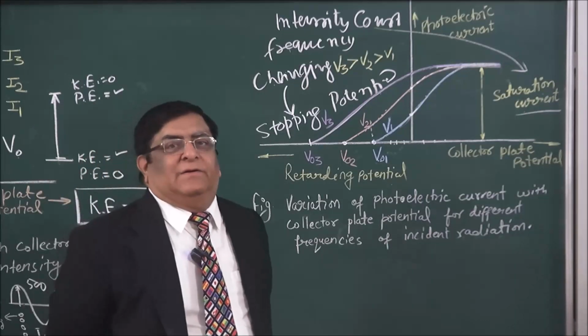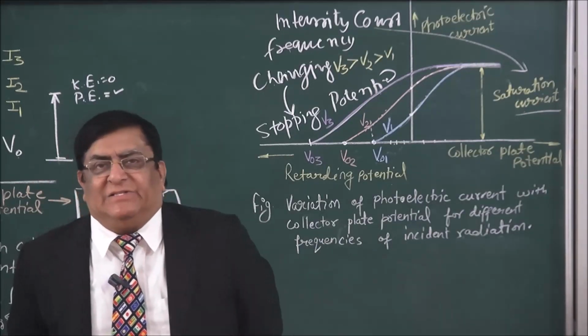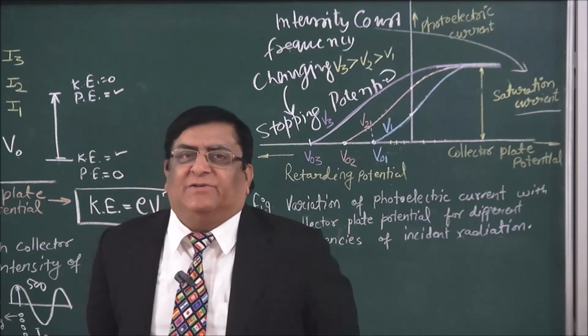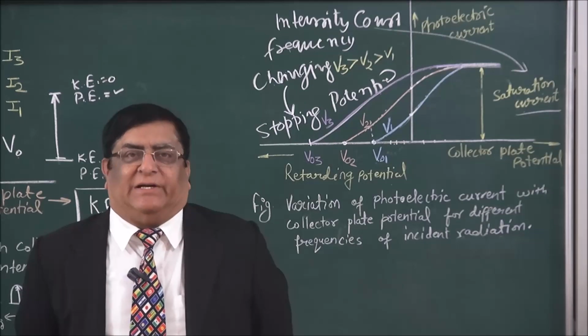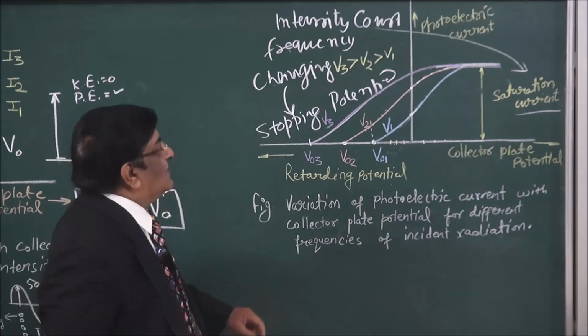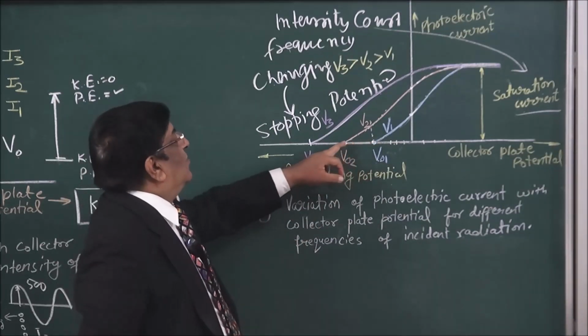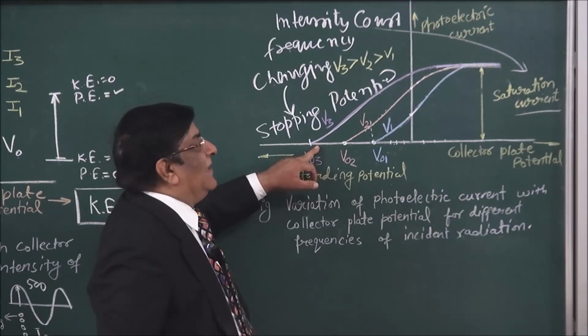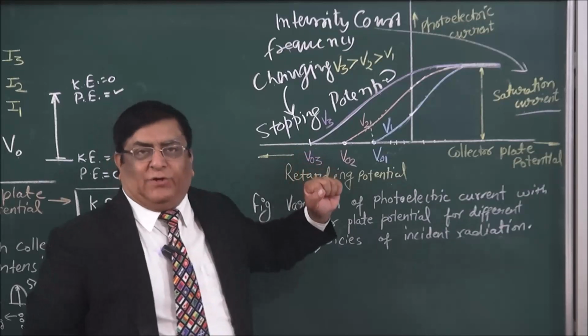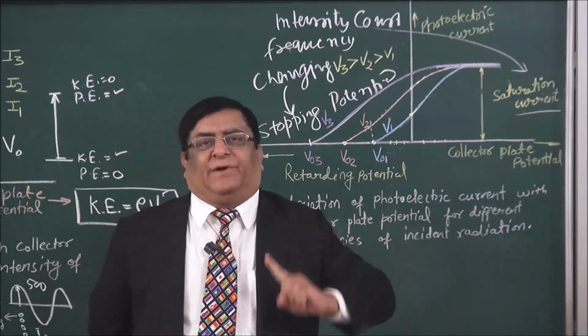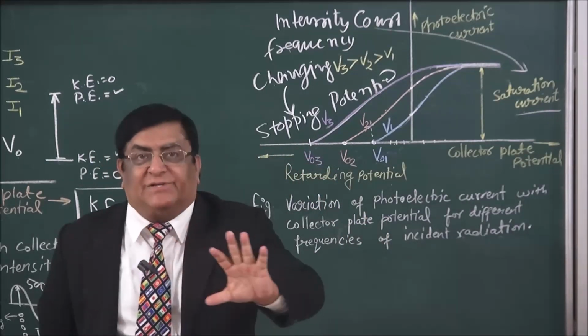But the quantum theory says that each photon has got energy according to its color, and we are changing the colors. When we change the colors, then energy goes on increasing, and therefore we need more and more negative voltage to stop the electron. So energy is related to frequency, not related to intensity.